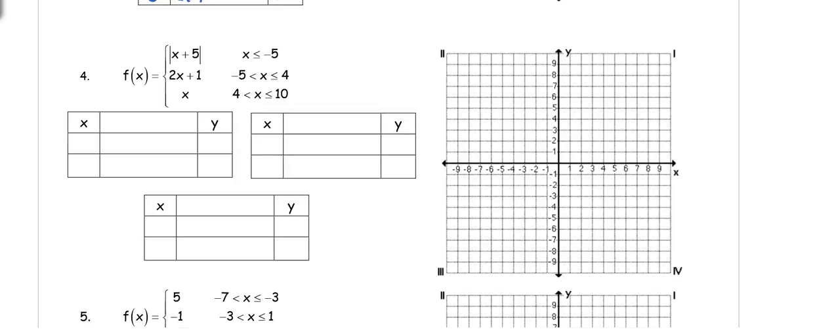Now number 4 has 3 different functions, and they have -5, 4, and 10 in the inequality. So we're going to put our dotted lines at those. So at -5, at 4, and at 10.